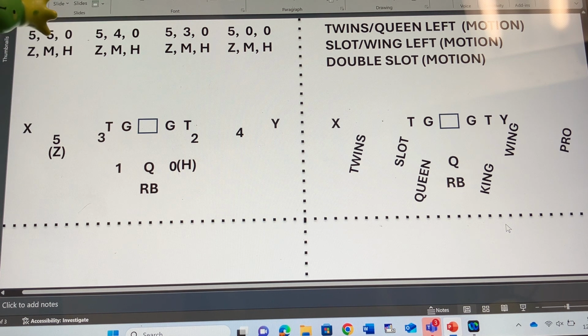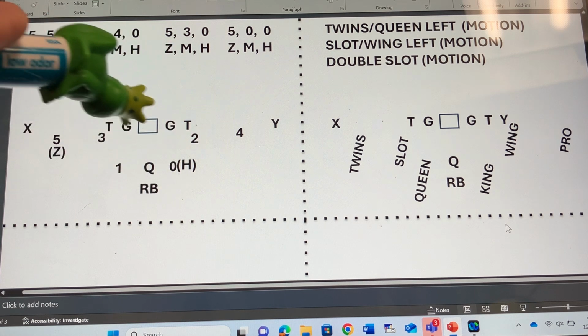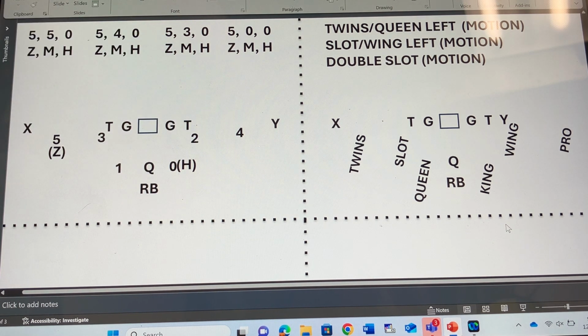My H back is usually, I'm using a king set right now, so my H back usually stays within the 3, 1, 0, or 2 range, using counter and power or whatever you want to use out of that. Little zone option, stuff like that.